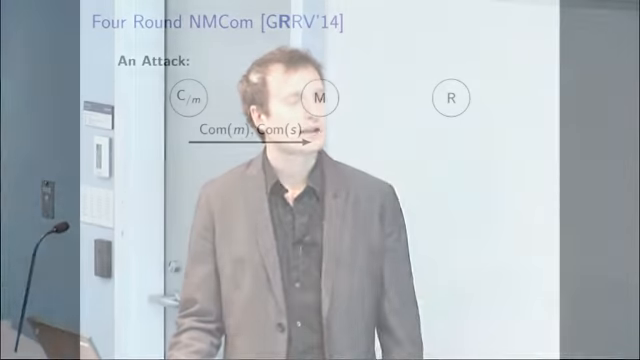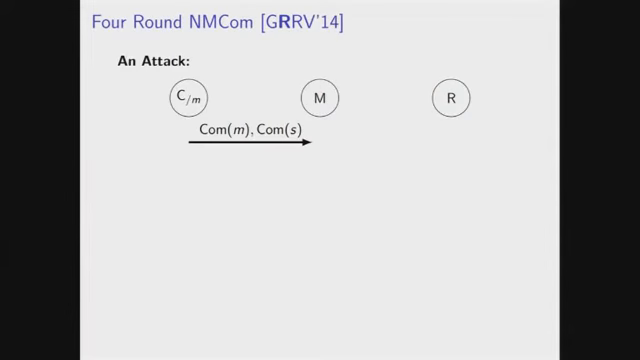Okay, so an attack. The man in the middle receives commitment to M, commitment to S, and he mauls. This underlying commitment scheme is malleable, so on the right he produces a commitment to M plus 1, and he just copies over the commitment to S.